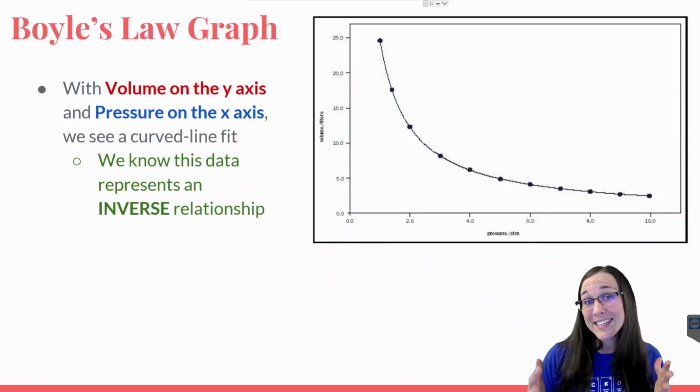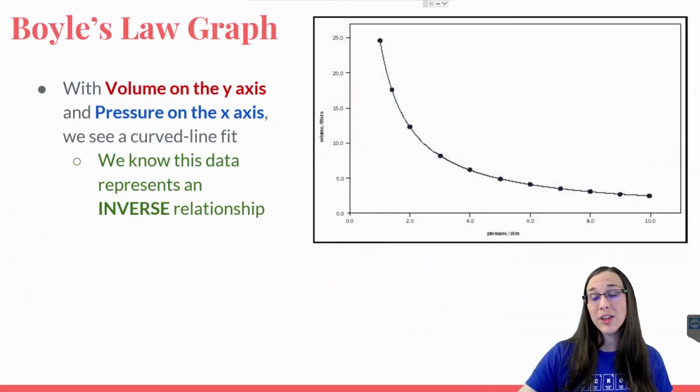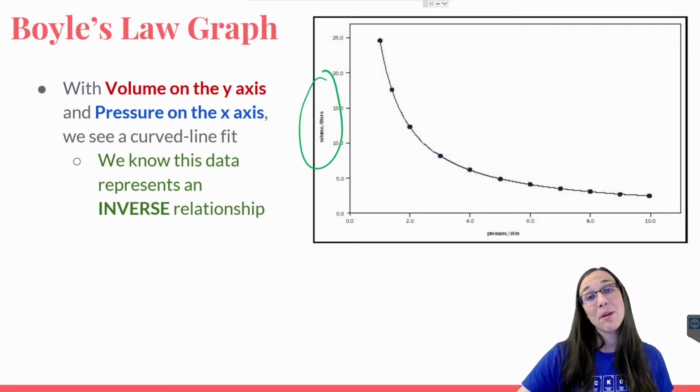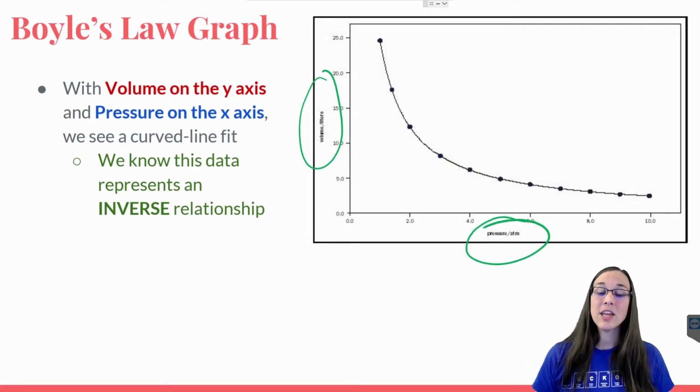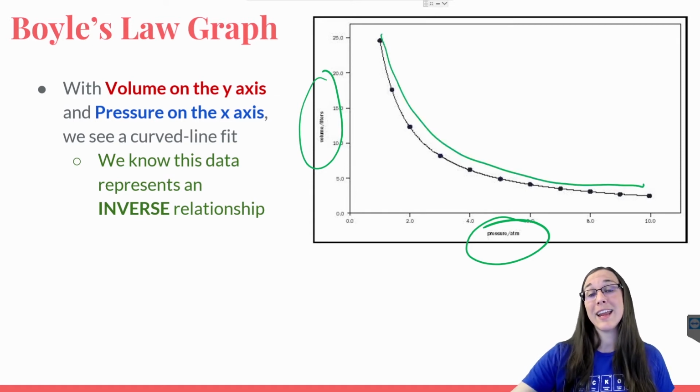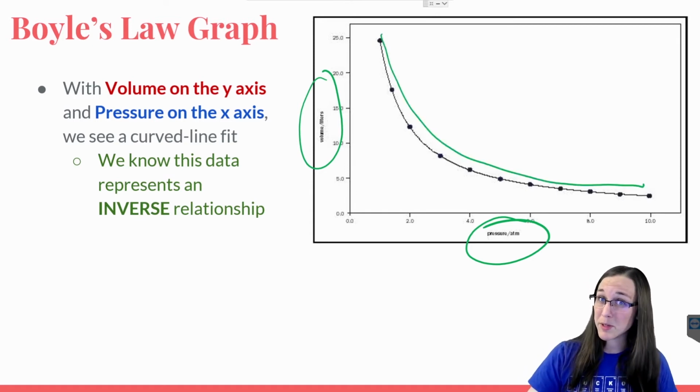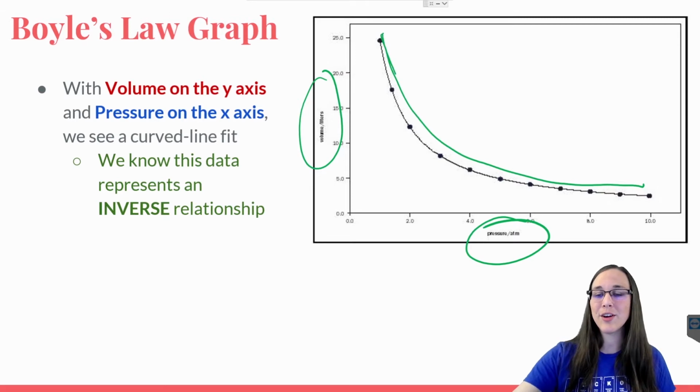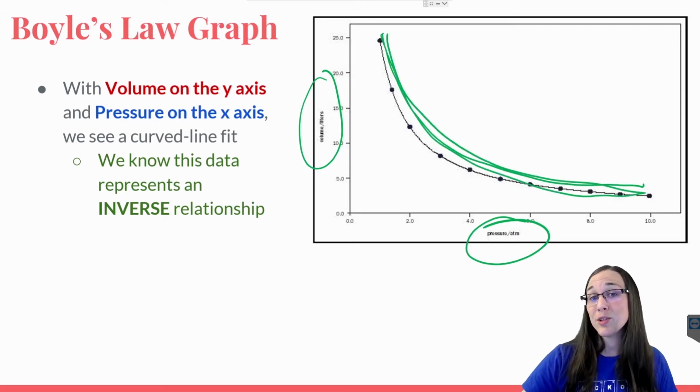In terms of looking at data, if you were going to plot volume on the y-axis and pressure on the x-axis, you would see an inverse relationship symbolized by a curved line. So if you were ever to do a lab experiment, for example, and you end up with a curved line, that's an inverse relationship between volume and pressure, meaning it would have to be Boyle's law.